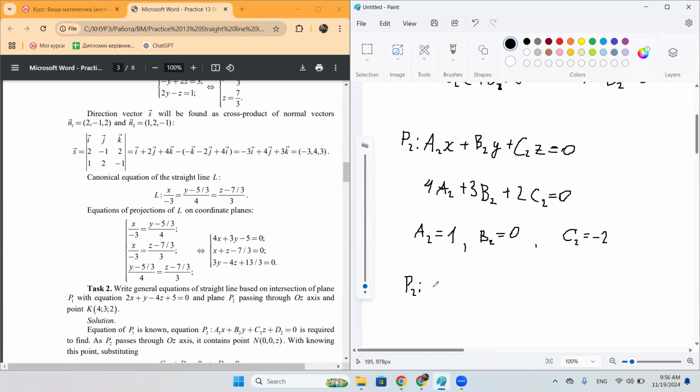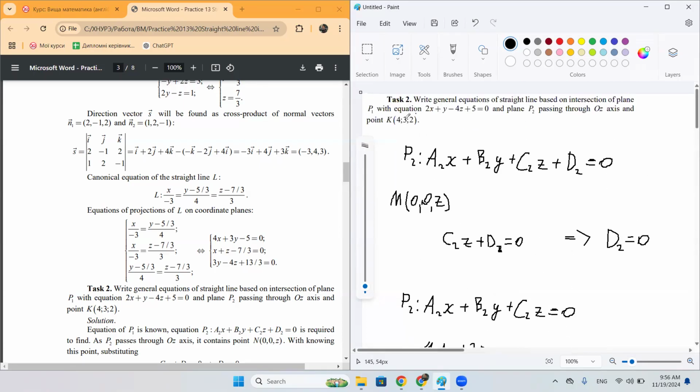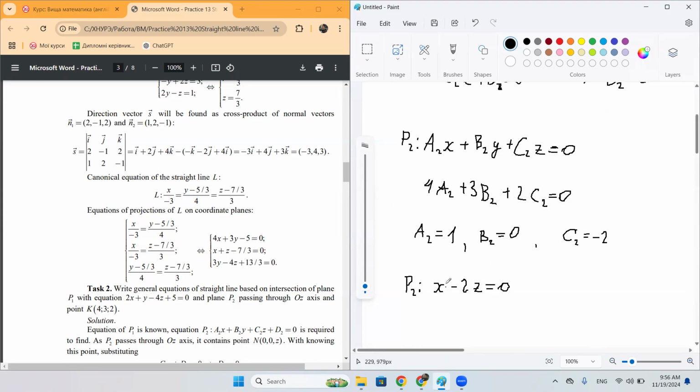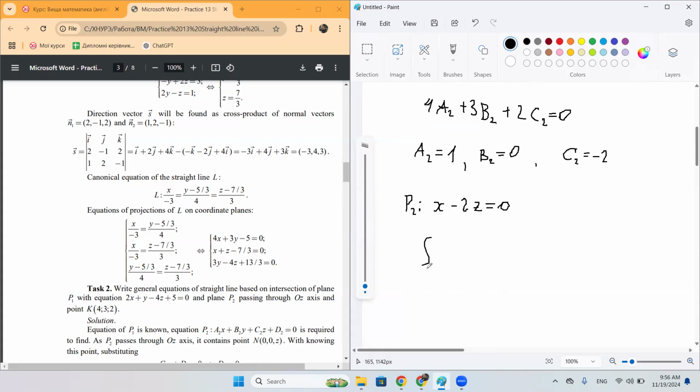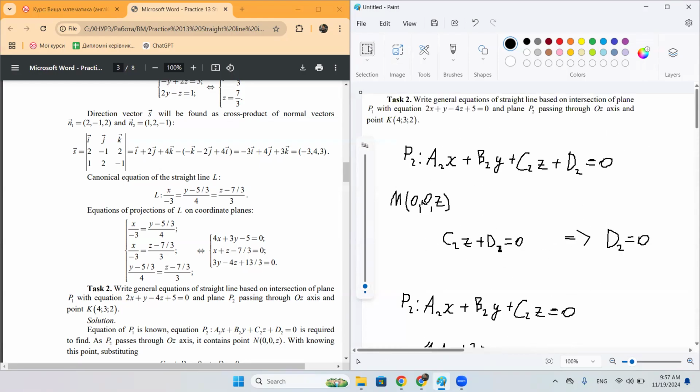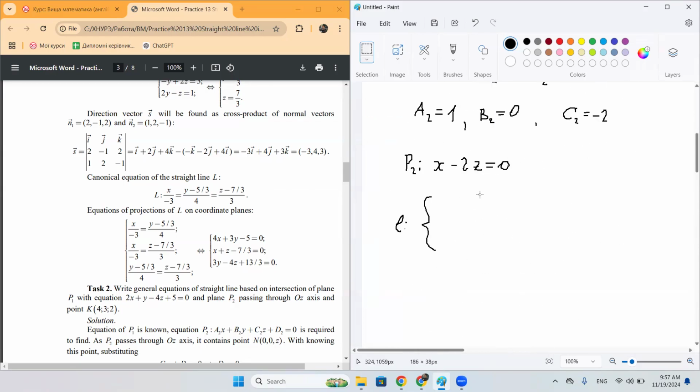So x minus 2z equals 0. And if we substitute these coordinates of the point K, so 4 minus 4 equals 0. So that will now be the equation of the straight line L. So the general equation, if we substitute these equations, this first one and the second one.